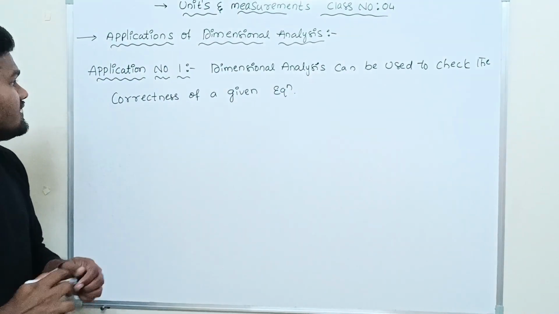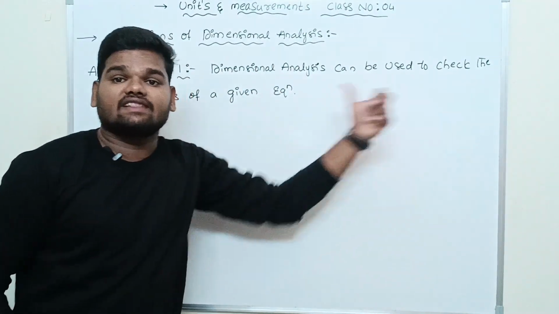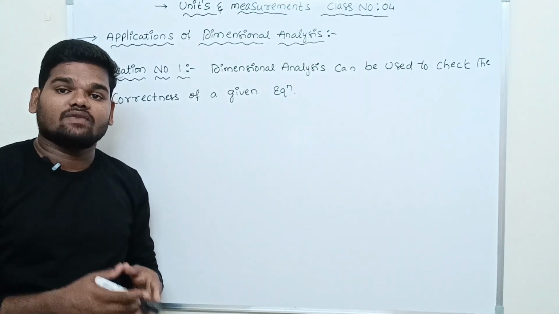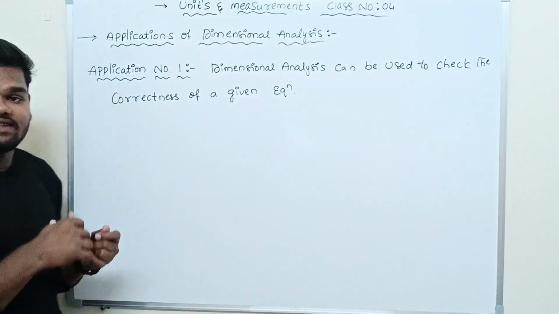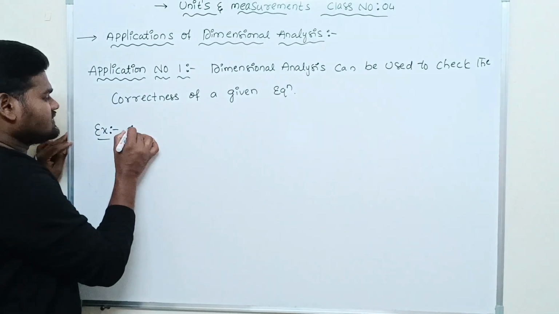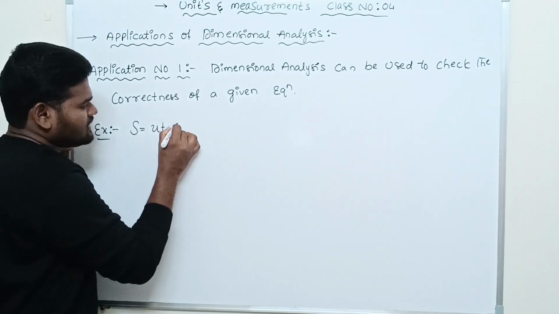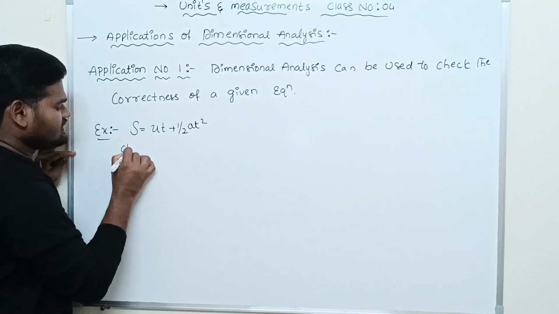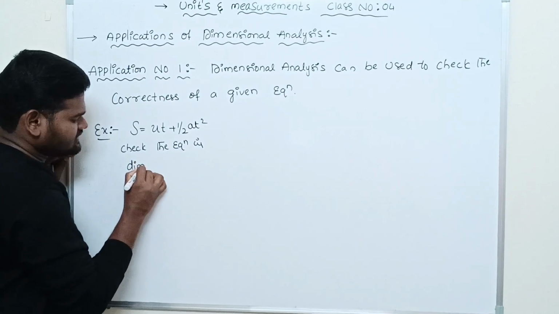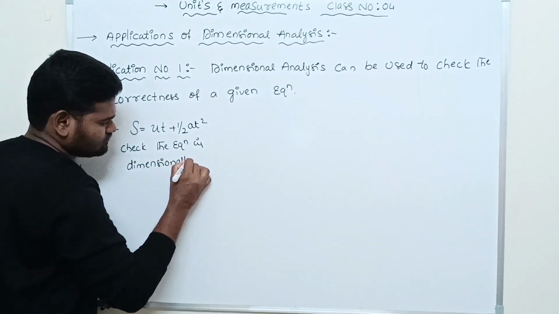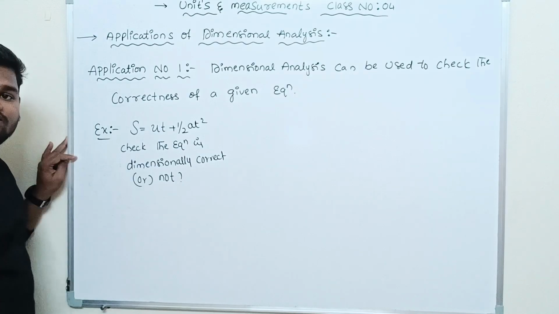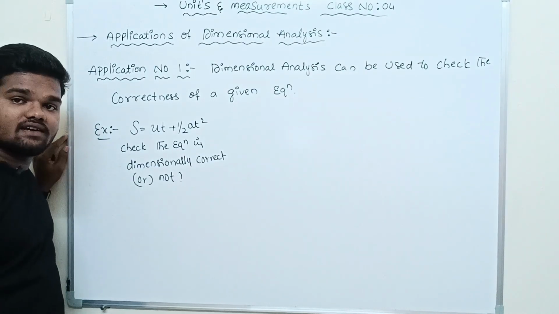What is the first application? Dimensional analysis can be used to check the correctness of a given equation. By using this, we can find whether the given equation is dimensionally correct or not. Let us see an example. A simple example I'm going to take is the equation of motion, S = ut + (1/2)at². Check whether the equation is dimensionally correct or not. Let us see the solution.